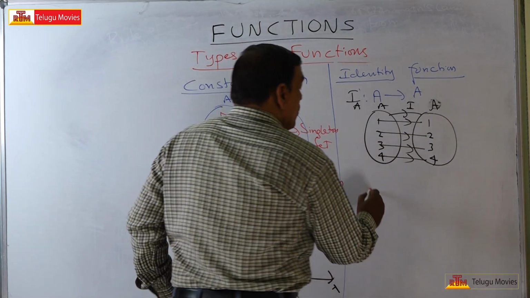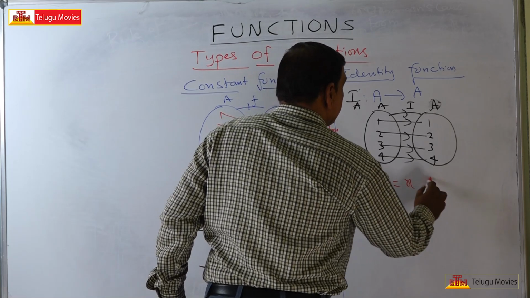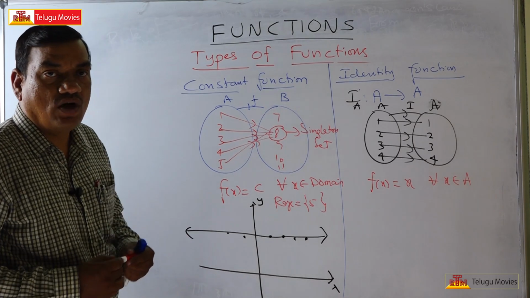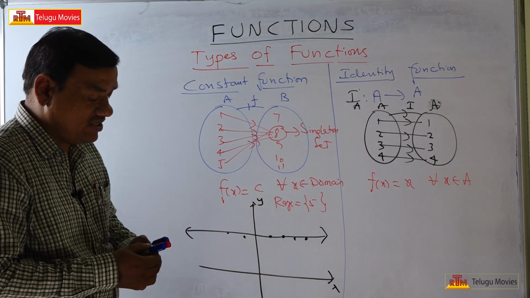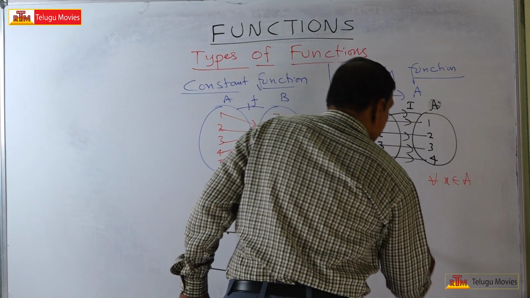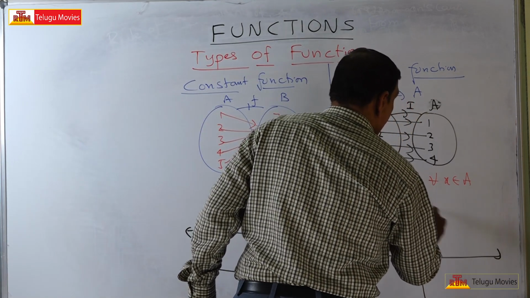That means f of x is equal to x for all x belongs to A. So what is the image of 1? 1. Image of 2? 2. Now let us see the graph of this function.